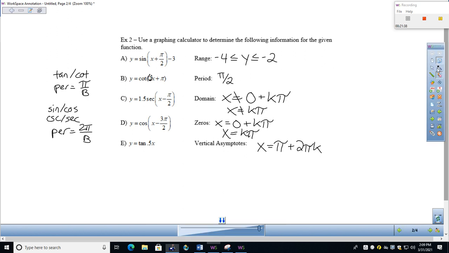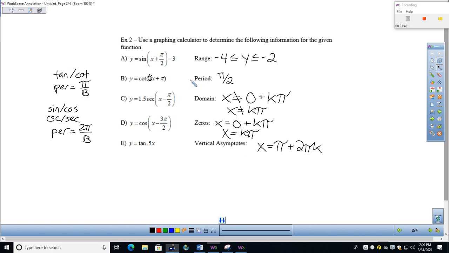So I hope that clears anything up, just dealing specifically with k. And as I said, at this stage, I should be able to give you any trigonometric function, and you can come up with the specific characteristics of that function.